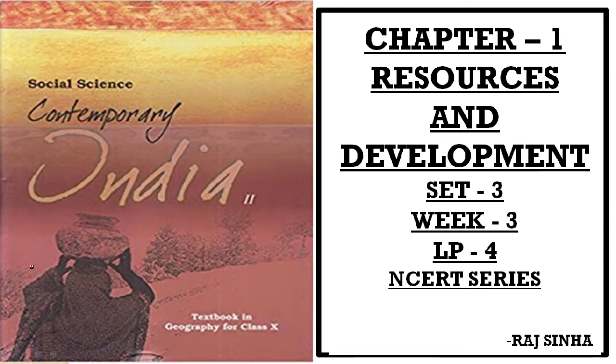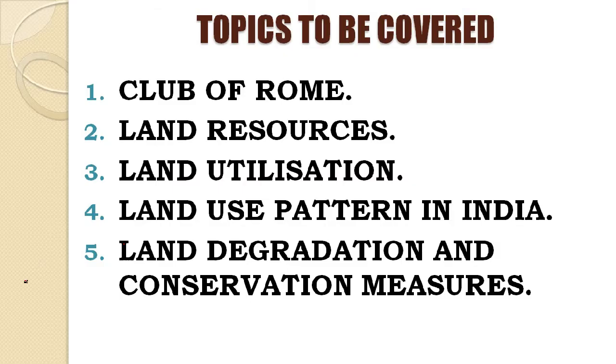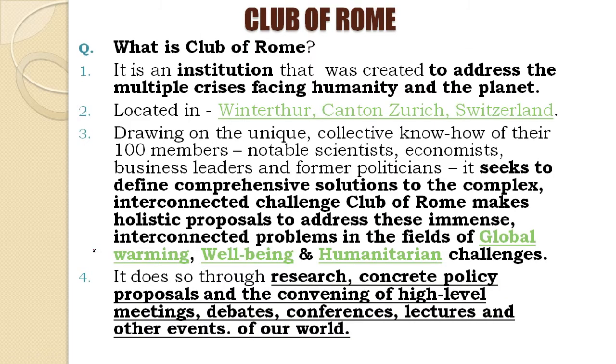Let us move ahead in chapter 1. Topics to be covered in this lesson are: number 1, Club of Rome; number 2, land resources; number 3, land utilization; number 4, land use pattern in India; and number 5, land degradation and conservation measures. So let us begin our discussion with the very topic of Club of Rome.